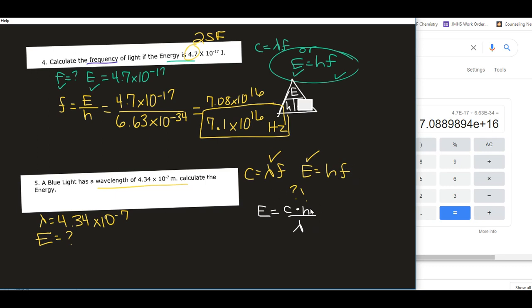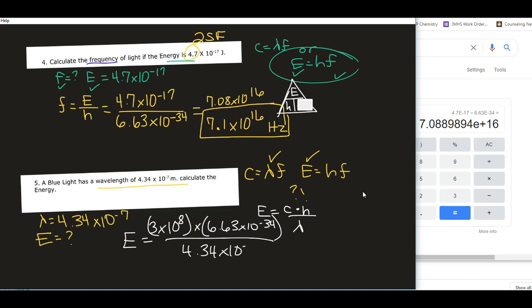Now, if this is really overwhelming using parentheses and things like that, solve for frequency, then solve for your energy. Okay, so you can also do it in 2 steps, and you can ask your teacher if you are having trouble with that. All right, so back to this. We're going to start plugging in what we've got. So our C is 3 times 10 to the 8th. We're going to be multiplying that value by Planck's constant, which is 6.63 times 10 to the negative 34. And then we're going to divide that whole thing by our lambda, or our wavelength, of 4.34 times 10 to the negative 7.